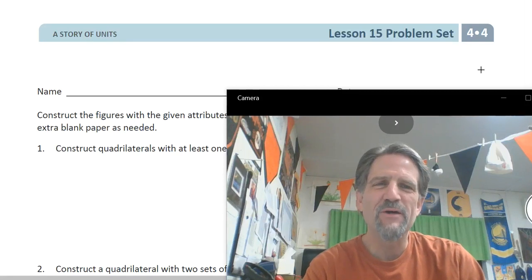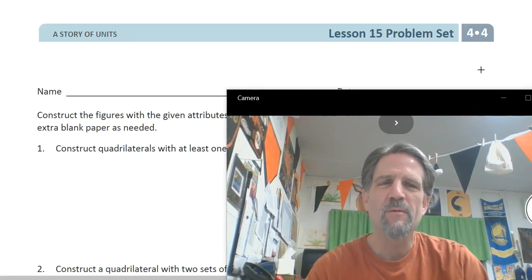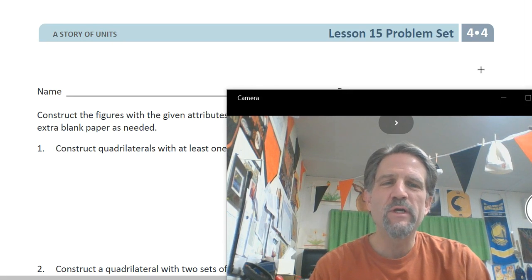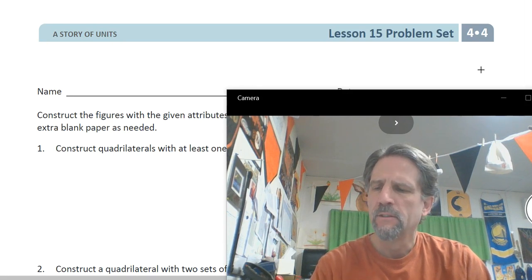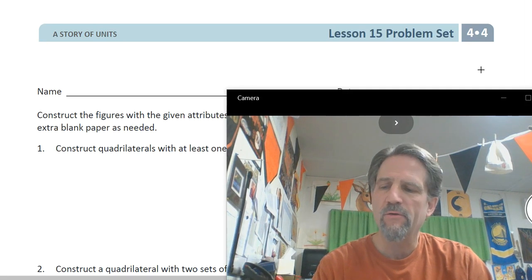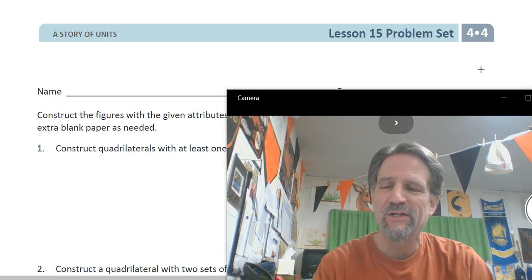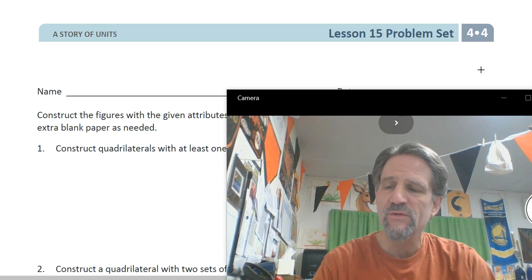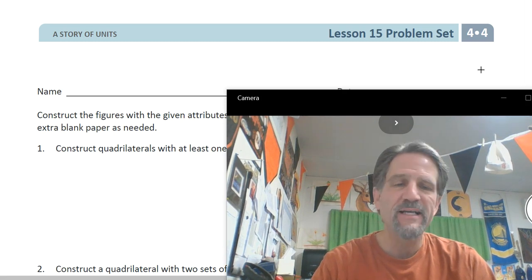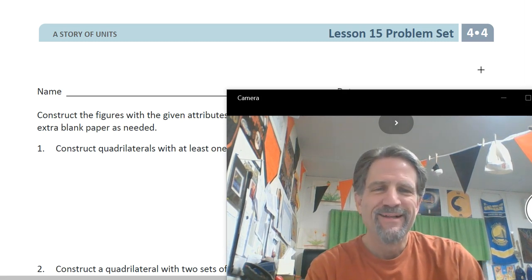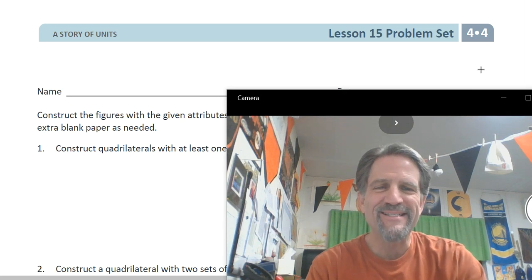Alrighty, this is Module 4, Lesson 15, the problem set. And in this lesson, we are going to be looking at quadrilaterals. We're going to classify quadrilaterals based on parallel and perpendicular lines and the presence or absence of angles of specified size. Whew! All about quadrilaterals. Let's get started.